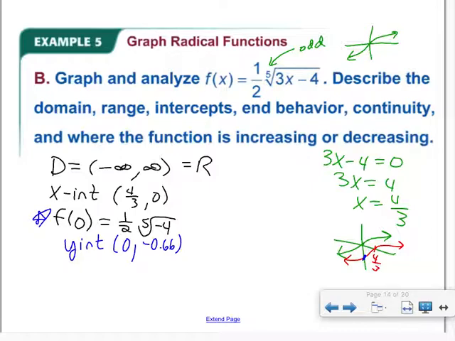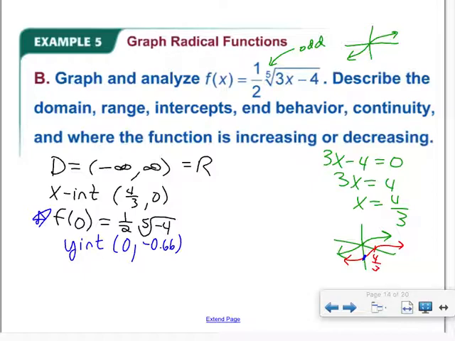You're going to find what y value you hit the y-axis when you plug 0 in. Here you would have to use a calculator to guesstimate approximately where that value is. So that is your y-intercept.